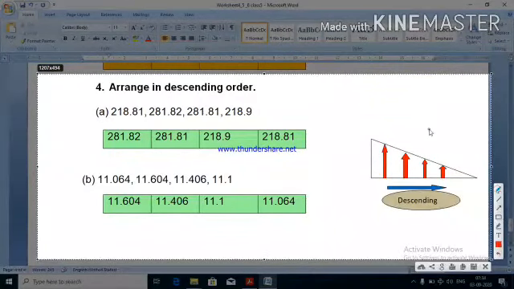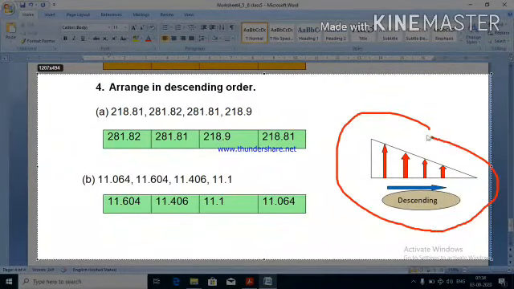In descending order we have to follow the same thing. We have to follow this picture from bigger to smaller. 218.81, 281.82, 281.81, 218.9. So 281.82 is greater. After that 281.81 is smaller than that. After that 218.9 is smaller than that. After that 218.81 is smaller than that.